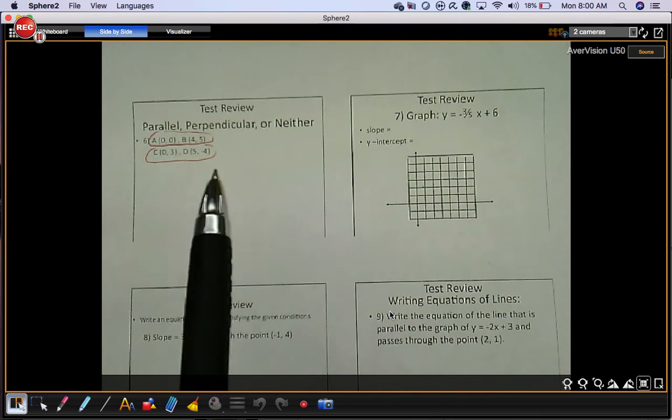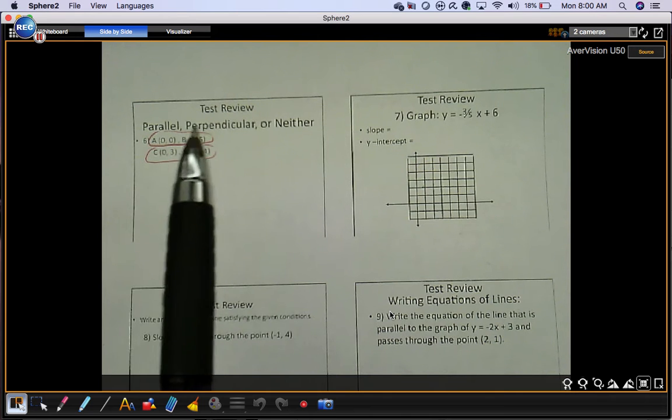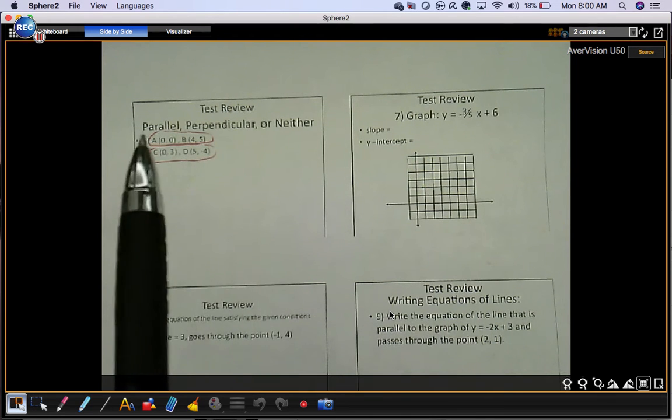If you need more help with this, you can go back to the last video, or you can look for the YouTube videos on this in our teams.